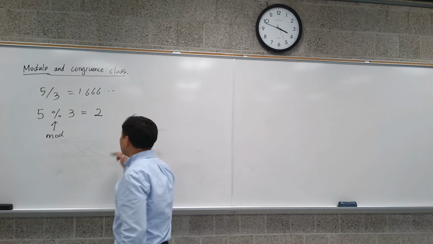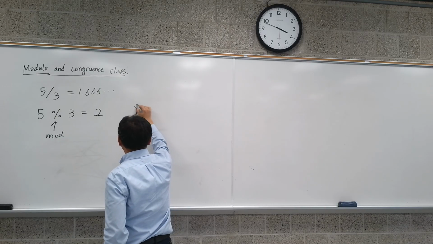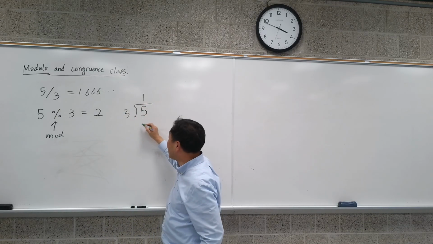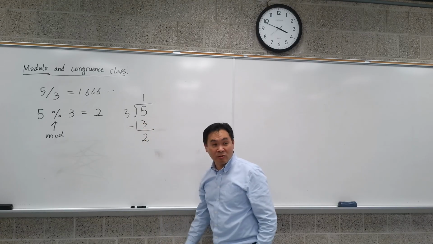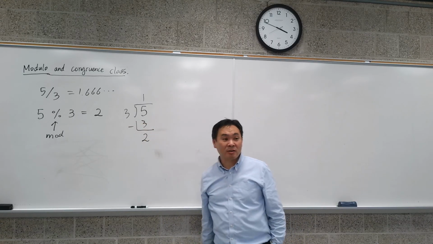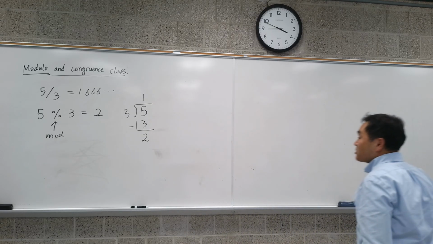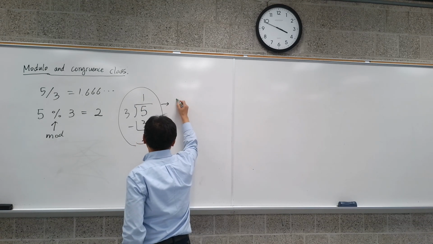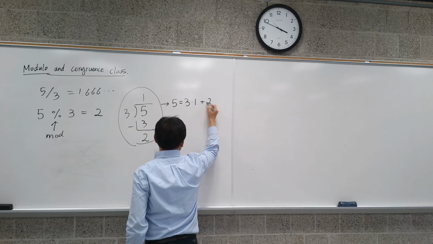So, if you divide 5 by 3, then 3 goes only once into 5. And if you subtract, then you get a value of 2 as the remainder. And that's why you get that, okay? Now, you can rewrite this result in the following format. 5 is equal to 3 times 1 plus 2.